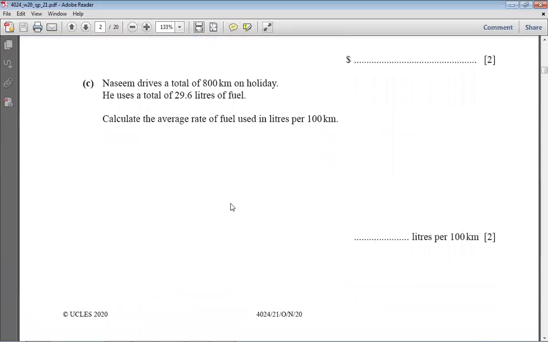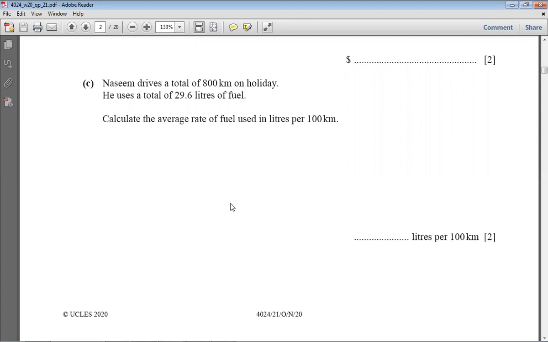Okay, so the next part is also a 2-mark question. He says, Naseem drives a total of 800 kilometers on holiday. He uses a total of 29.6 liters of fuel. Calculate the average rate of fuel used in liters per 100 kilometers.